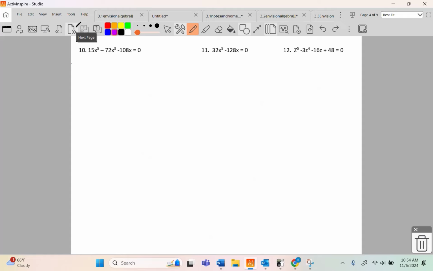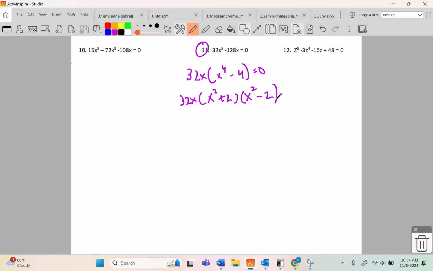What looks interesting here? A lot of them do. A lot of them do. Let's do this one. I'm quite certain I can pull a 32x from both pieces. And if I do that, I'll be left with x to the 4th minus 4. All right, I got my 32x. This is a difference of two squares pattern. X squared makes x to the 4th, plus or minus 2. Still equal to 0.